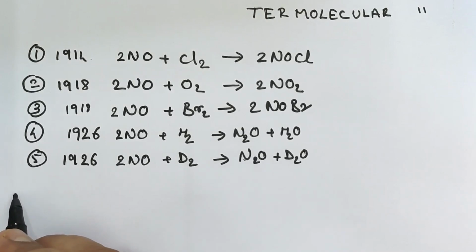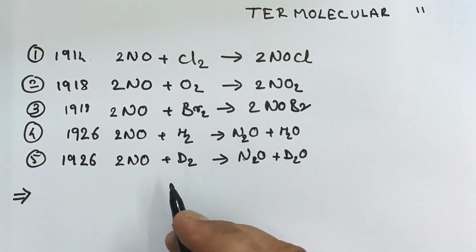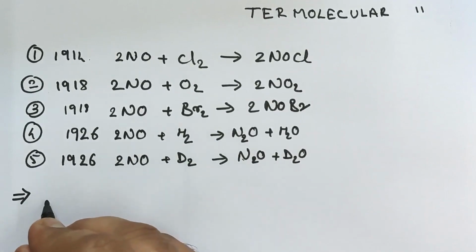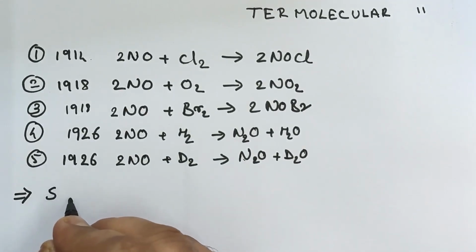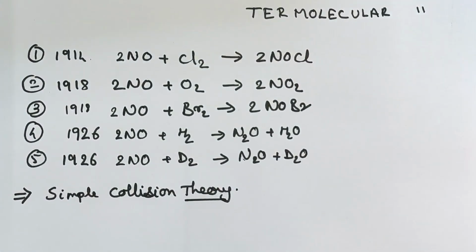Now moving on to the kinetics of trimolecular reactions, we have studied several theories which explain the kinetics of unimolecular reactions as well as bimolecular reactions. All those theories were also tried for these trimolecular reactions, but none of them could explain them. The first attempt was made by using the simple collision theory to explain the kinetics of these third order reactions.